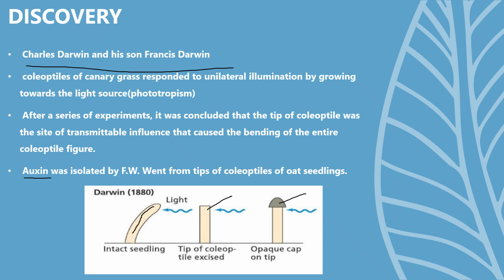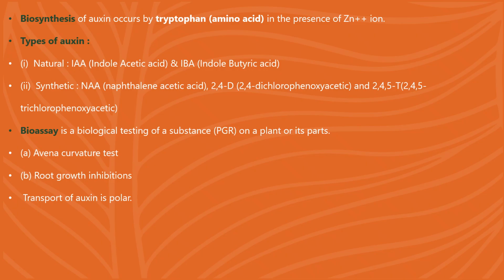And later on, auxin was isolated by F.W. Went from the tips of coleoptile of oat seedling. Auxin is synthesized from tryptophan. The precursor of synthesis of auxin is tryptophan, and tryptophan works in the presence of zinc ion.